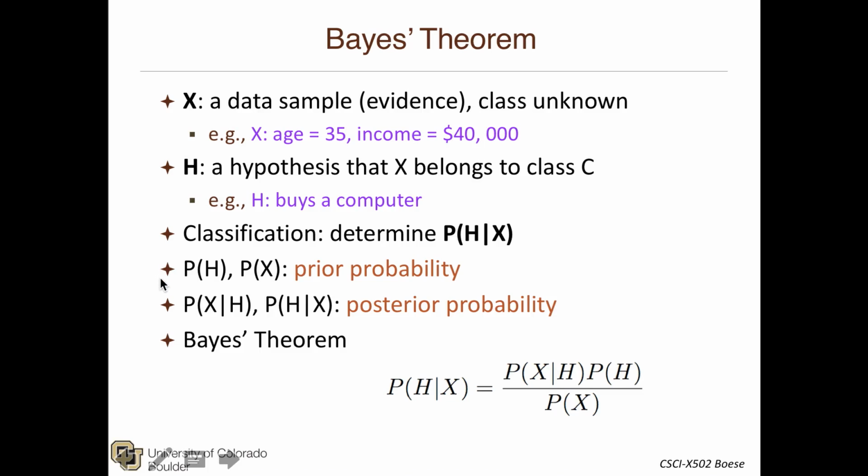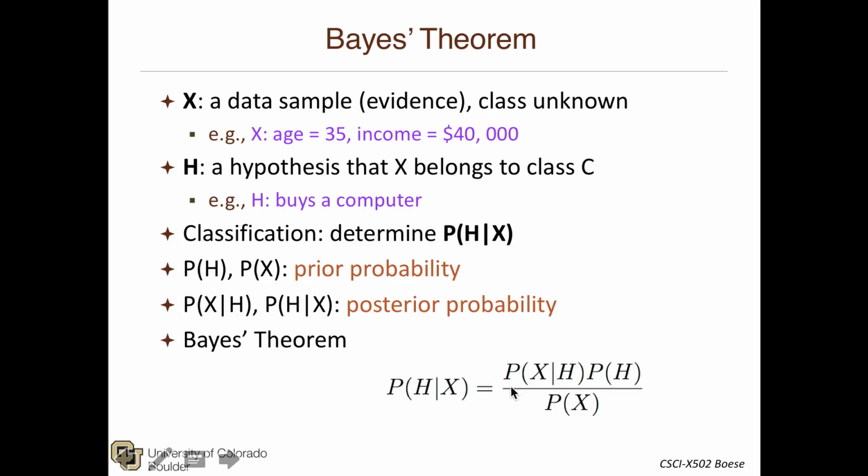What's the likelihood? And so we calculate out the probability, these are the prior probabilities, the probability of purchasing a computer and the probability of this particular customer. And then we have our posterior probabilities. So given that our hypothesis that they bought the computer, what's the probability of it being this type of customer? And the probability of, given this customer, the probability that they would buy this computer.